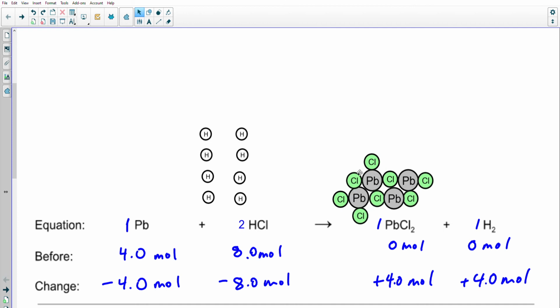PbCl2. Here's a PbCl2, here's a PbCl2, here's a PbCl2, and here's a PbCl2. Those would be formula units of PbCl2. And as predicted in my first part, I made 4 moles. Well, here I'm literally making 4 formula units of lead chloride, lead-2 chloride, PbCl2. And we would expect to make then 4 molecules of H2, and we can see how that works as well.